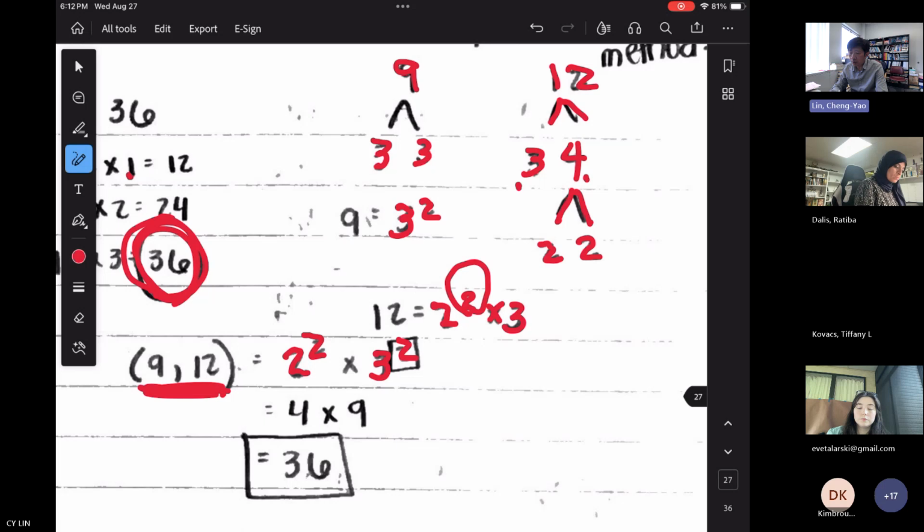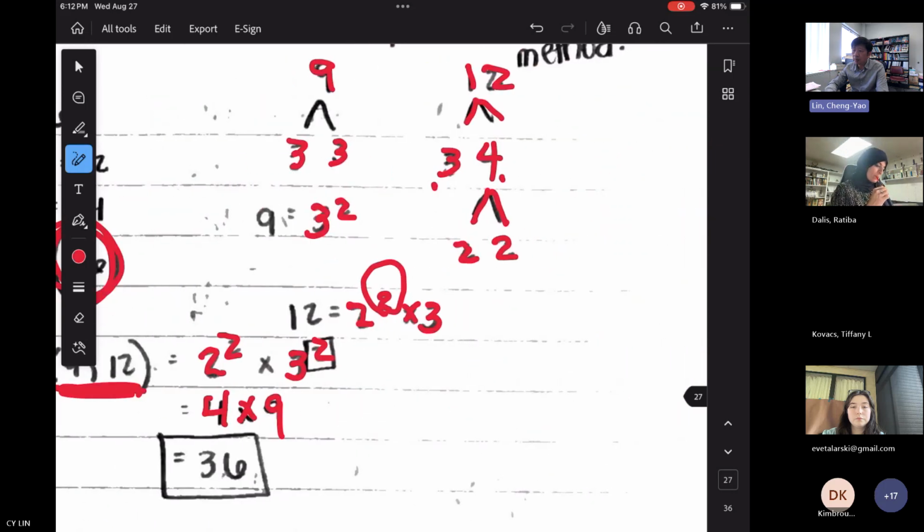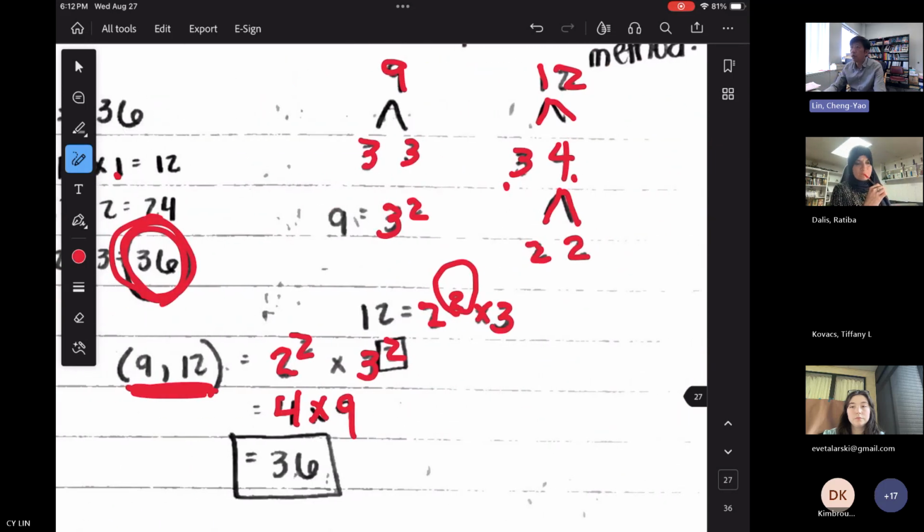So therefore, this is 4 times 9, which is 36. Does that make sense to you? Yeah, you can do it either way. You can do it this way, or you can do the prime factorization method. But the prime factorization method requires a lot of memorization.